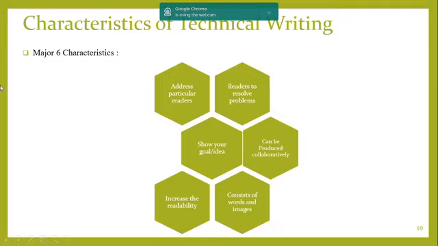Apart from this, we have 6 main characteristics for technical writing. Show your goal or idea. Why are you writing your paper? Because you have some idea and you want to show those ideas to somebody else.